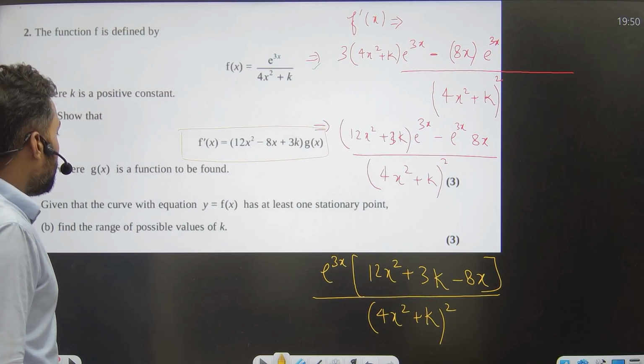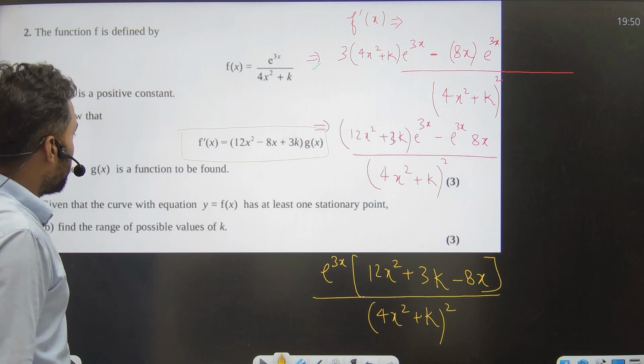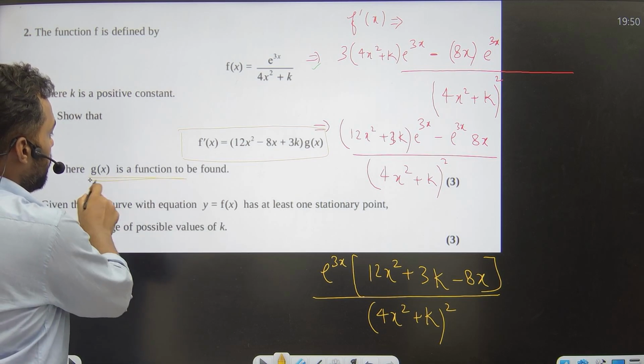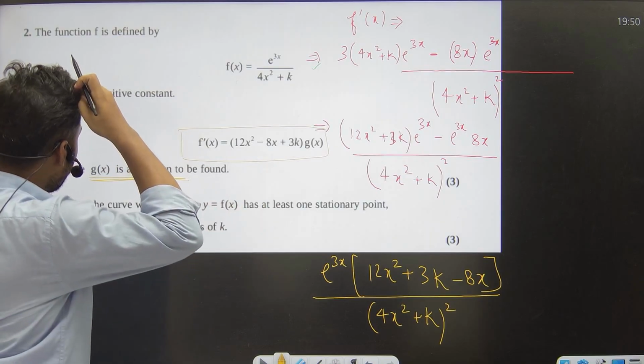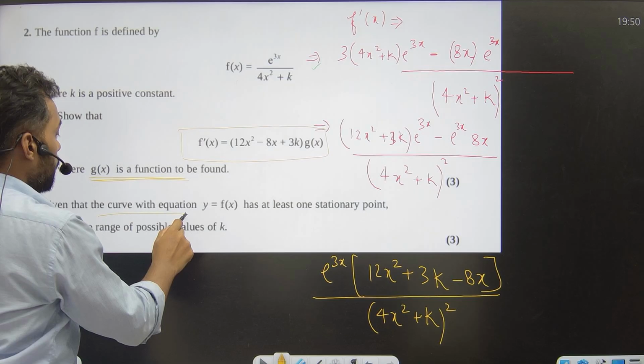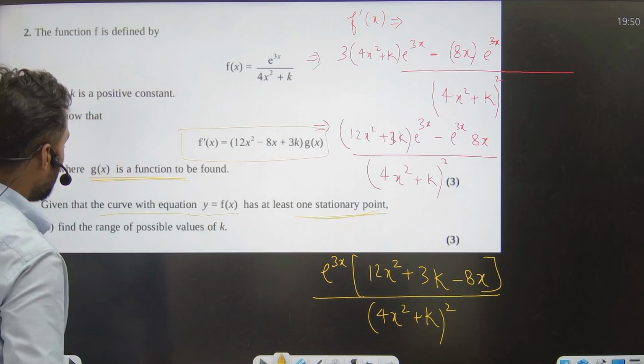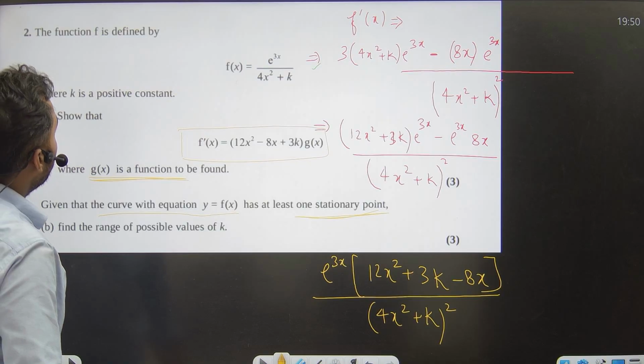Given that the curve with equation y equals f(x) has at least one stationary point, we have found the g(x), student, according to the question. First part is done. In the second part, given the curve with equation y equals f(x) has at least one stationary point, find the range of possible values of k.